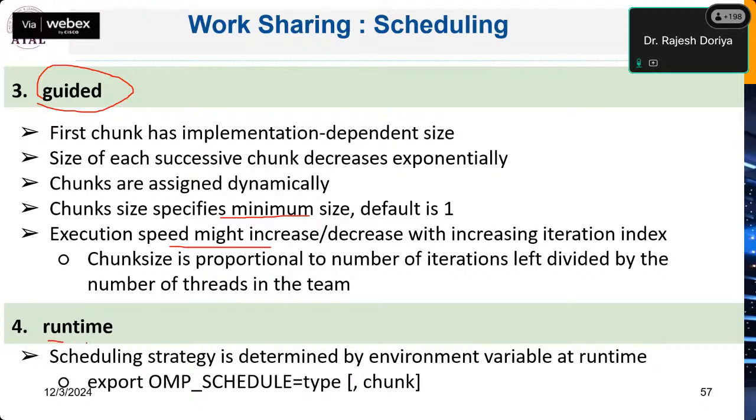In the case of runtime, using the runtime environment variables, we define the type of the strategy and the chunk size. That's why it is called runtime. So with the environment variables, we set the scheduling type and the chunk size. That's what happens in runtime scheduling.